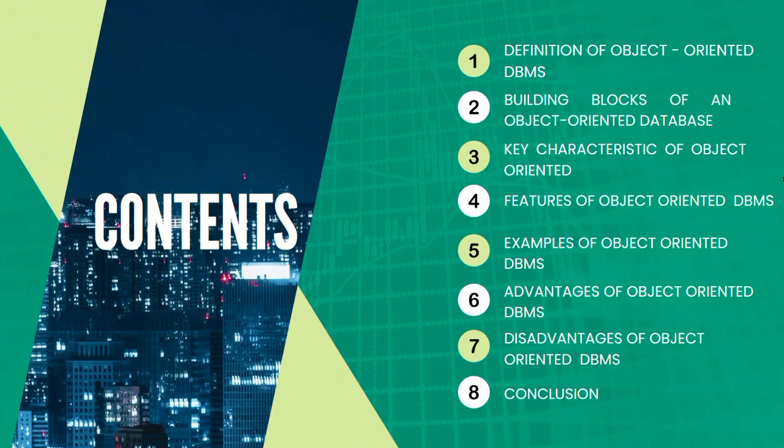The fourth one is the features of object-oriented DBMS. Fifth one would be the examples of object-oriented DBMS. The sixth one is the advantages of object-oriented DBMS. Seventh is the disadvantages of object-oriented DBMS. Lastly is the conclusion.